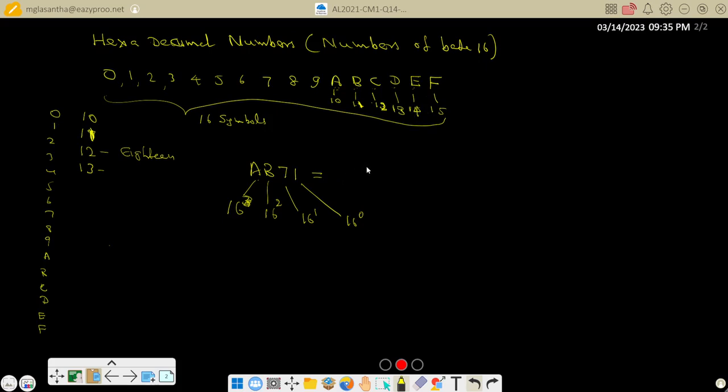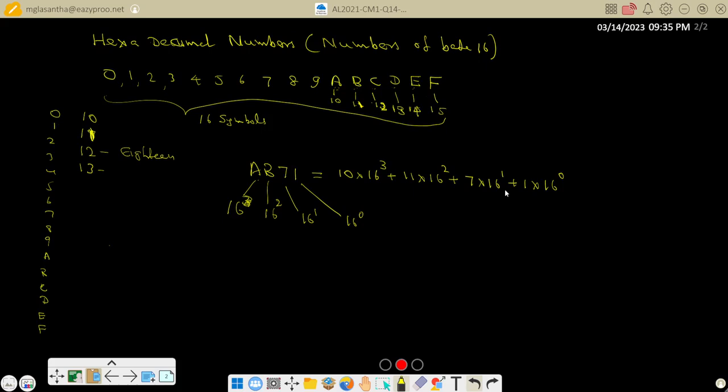A means 10. So 10 into 16 to the power of 3. B means 11, that is 11 into 16 squared, plus 7 into 16 to the power of 1 plus 1 into 16 to the power of 0. Is it clear? Yes, sir. So the decimal value you can find from this.